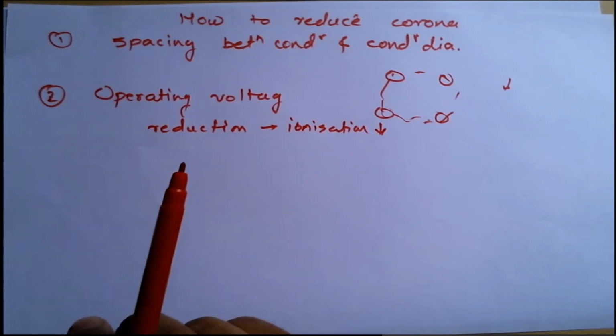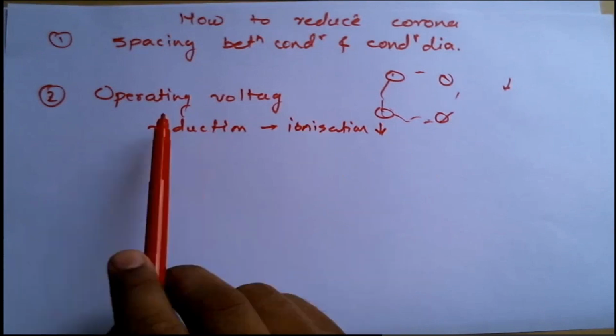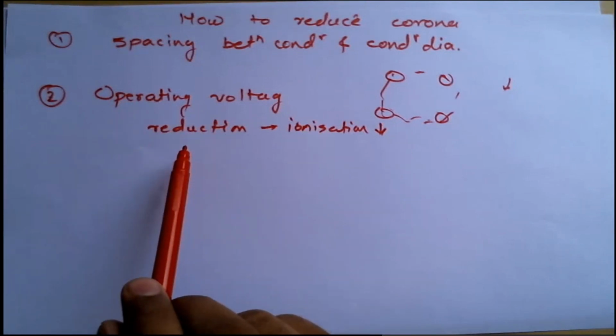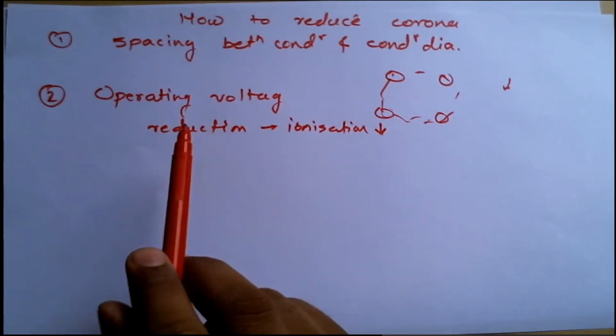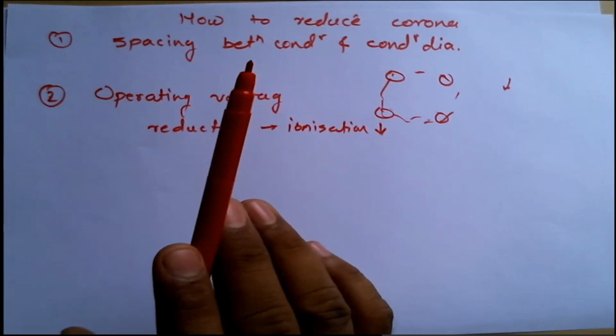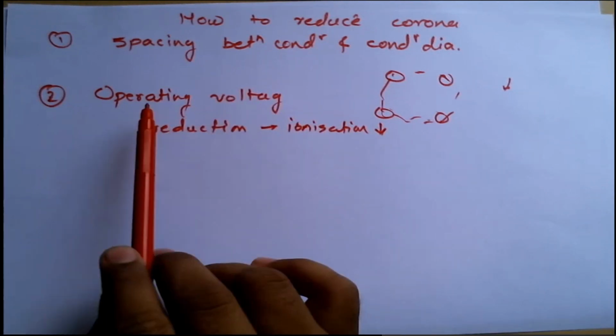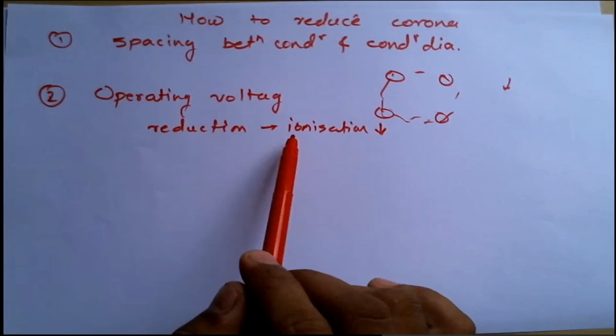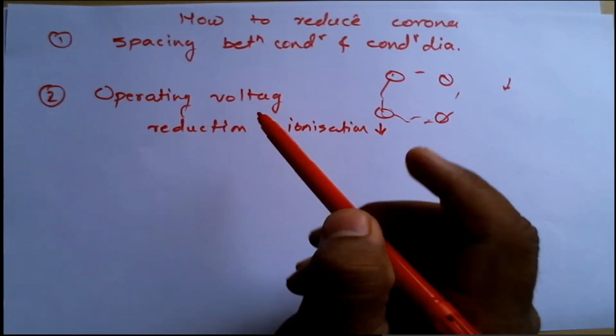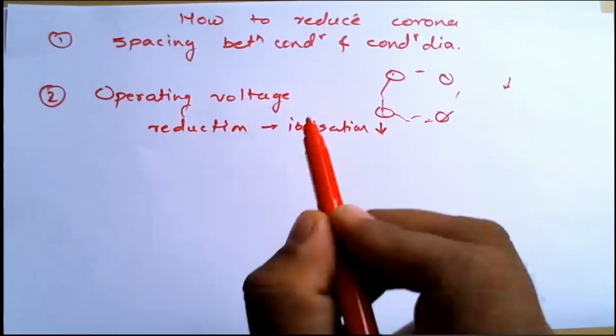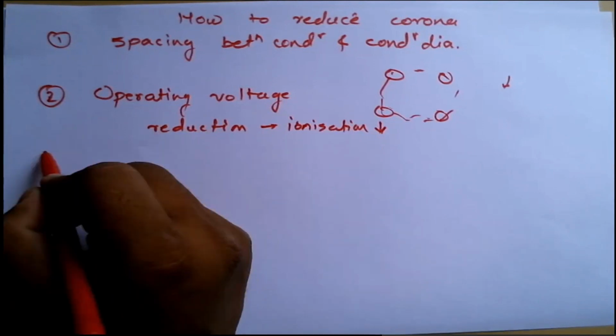But it is not a practically accepted solution because to reduce other losses we have to go for higher voltages. See, by reducing operating voltage we can reduce the corona loss, but it is not a proper solution.